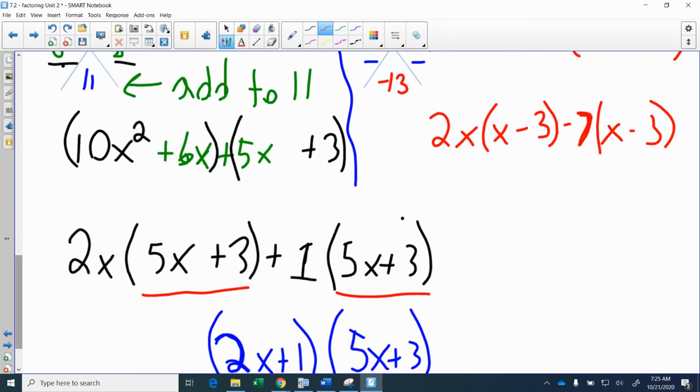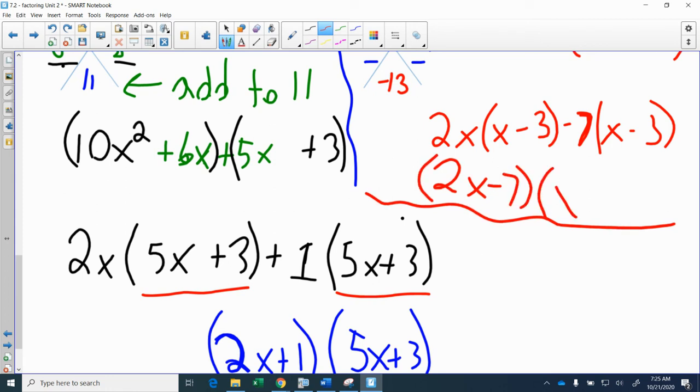And then I go ahead and write out my final answer. 2x minus 7, my two outside values become 1. And then one of my matching values become 1 to get to my final value. Okay?